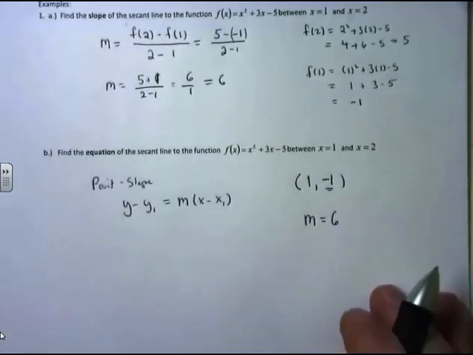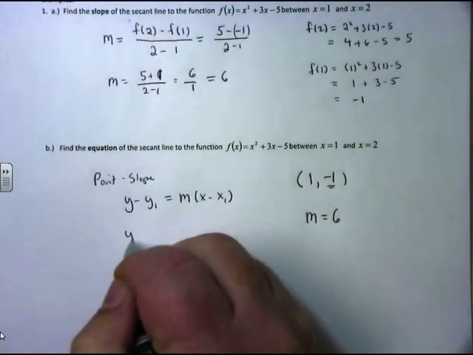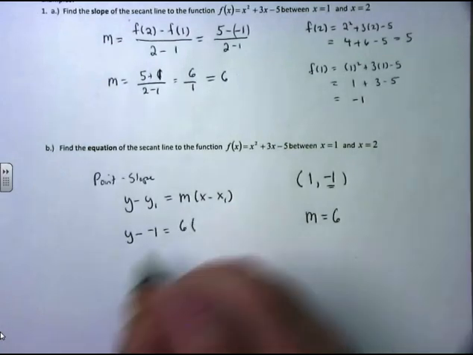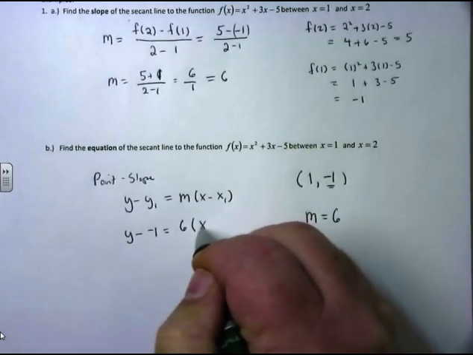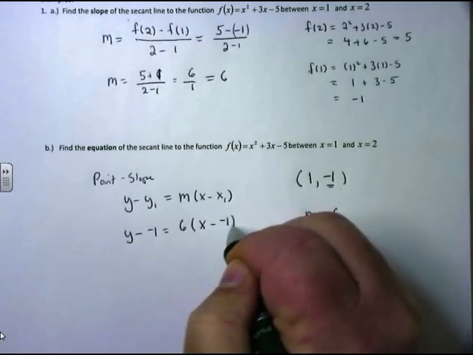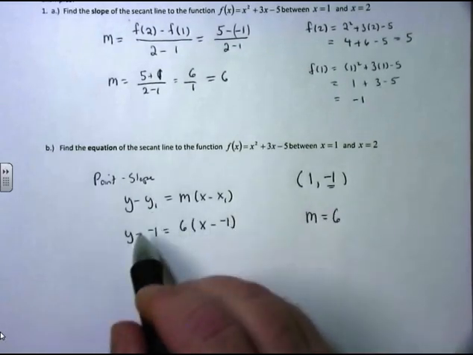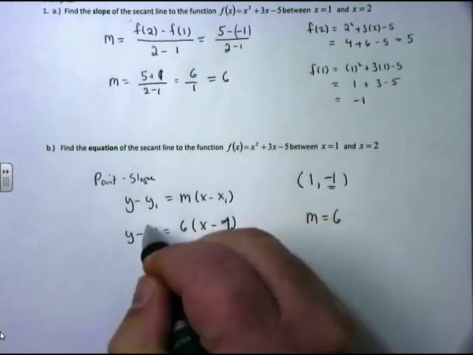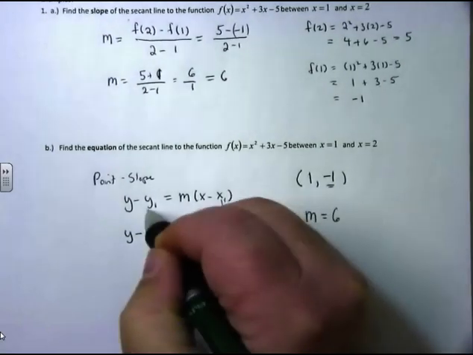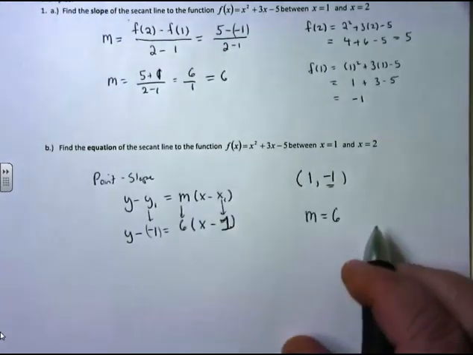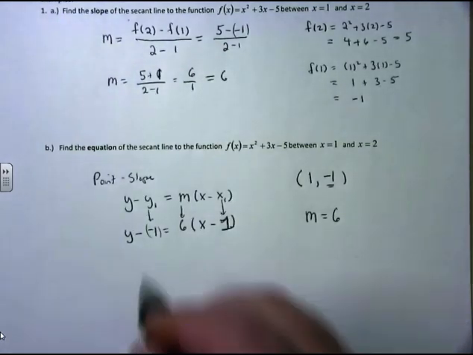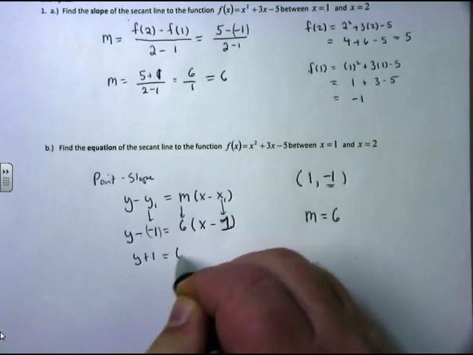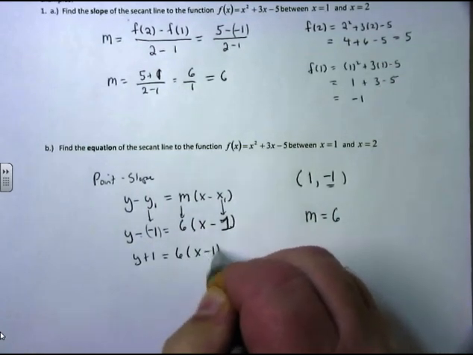So now I have a point and slope, plug it in. y minus the y coordinate, negative 1, equals a slope of 6 times x minus x1, x minus the x coordinate, 1. Now I wrote this in a certain way because I wanted you to see me literally plug numbers into my formula. Now let's clean this guy up. So y minus negative 1 is y plus 1. That's equal to 6 times x minus 1.